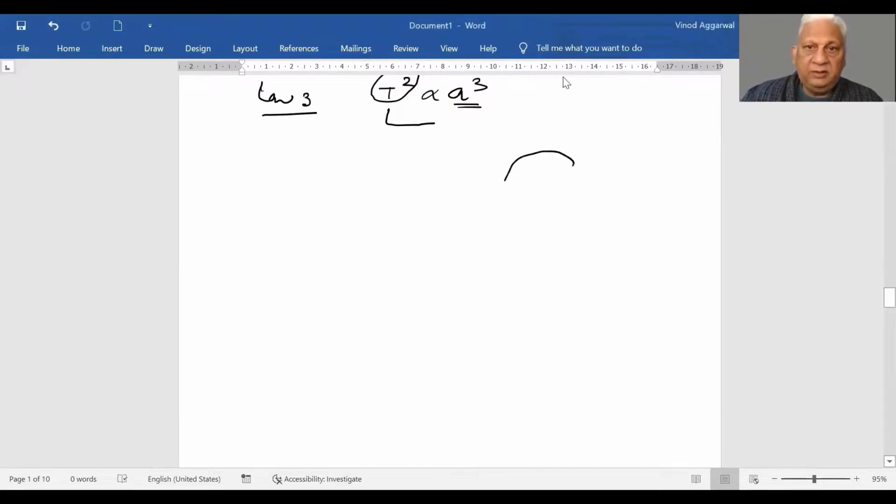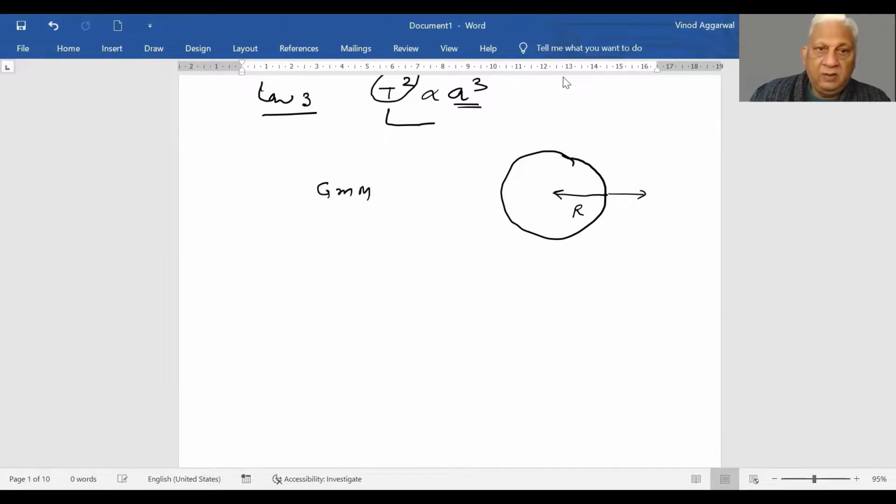If you are sitting in a satellite going around in a circle, then again, as we have seen before, there are two forces acting on you. One is the gravitational force, and another is the centrifugal force. Now, since you are in an equilibrium state, these two will be equal, right?